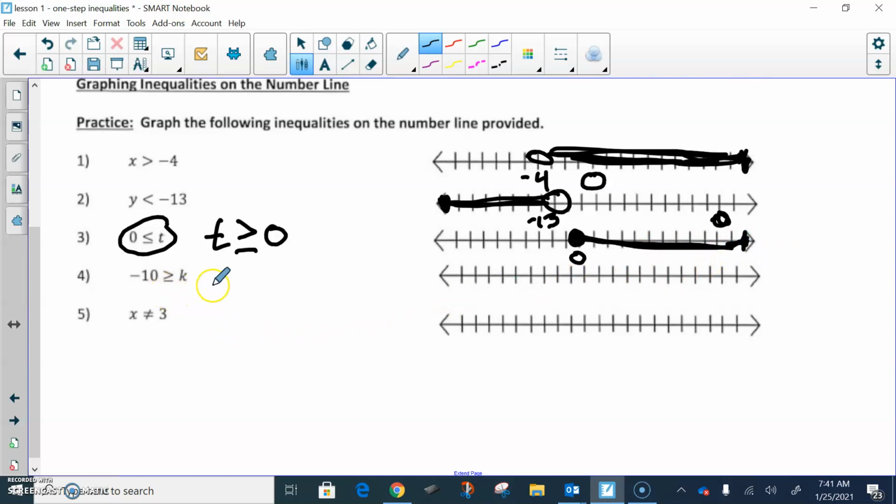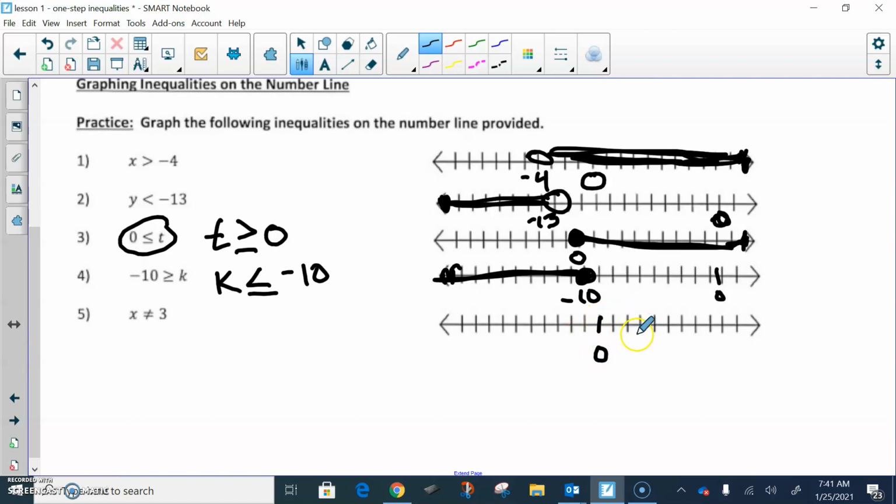Same thing with this one. Let's go ahead and flip it so it's easier to graph. So I flip the K and the -10, and this time it's less than or equal to. So I identify 0 on my number line, 1, 2, 3, 4, 5, 6, 7, 8, 9, 10. -10 on my number line. It's going to be a closed circle because -10 is included in my solution, and it's all numbers that are less than.